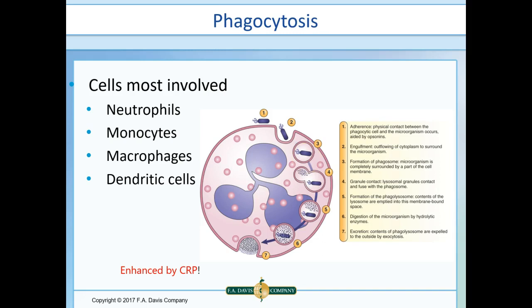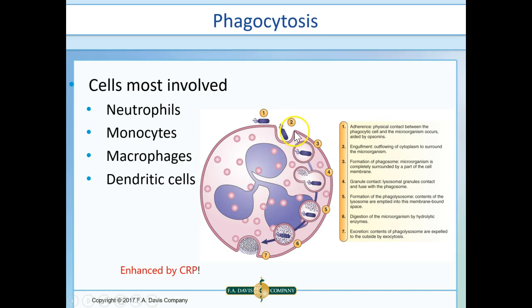All right, the cells that are most involved in phagocytosis are neutrophils, monocytes, macrophages, and dendritic cells. This whole process is enhanced by CRP, which I mentioned in the slide before. But you do need to be a little bit familiar with the steps of phagocytosis. This book provides some fantastic pictures for this. I love it. So the first step here is adherence. This is the physical contact between the phagocytic cell and the microorganism, aided by the opsonins, which is the C3.